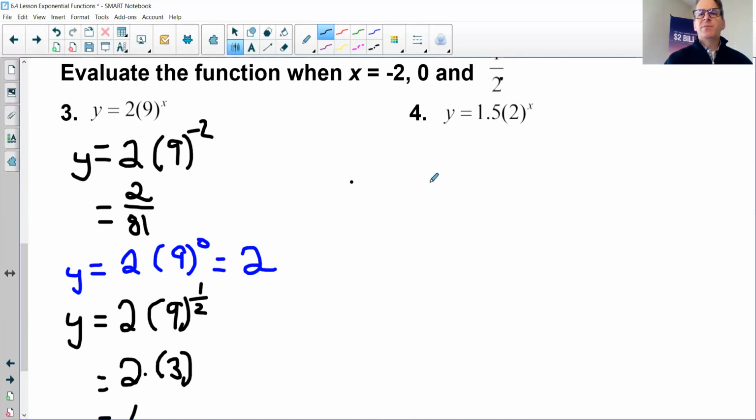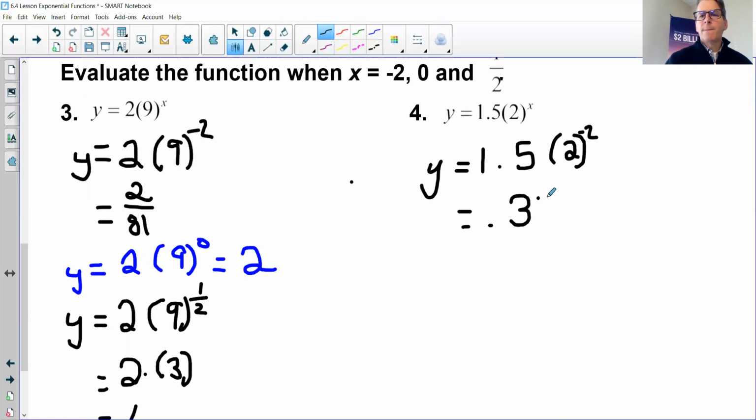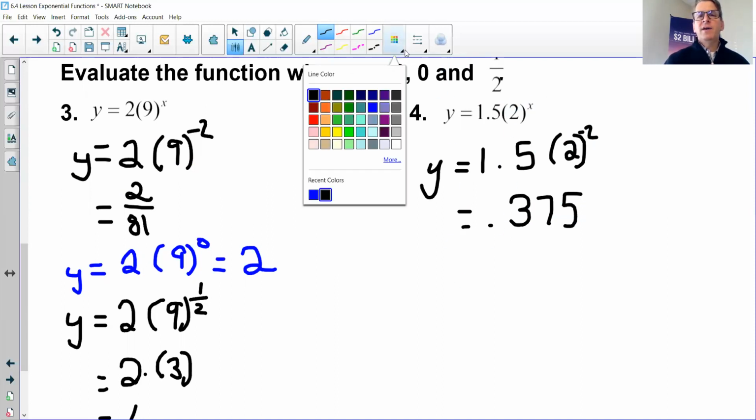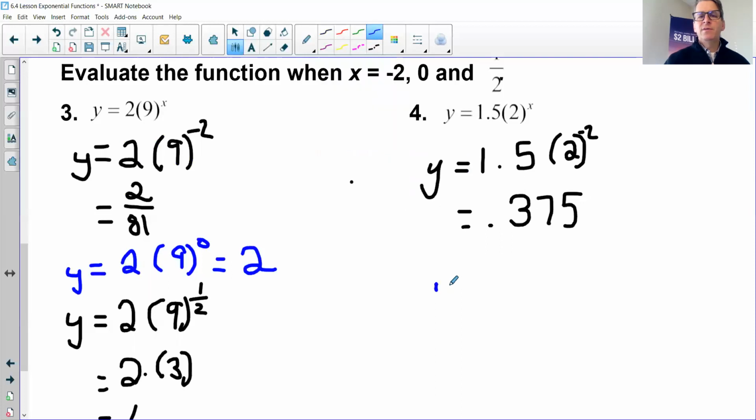We have a few decimals on number 4, so let's try that one using a calculator here. 1.5 times 2 to the -2 power. It's the same as 1.5 times 1/4, which is 0.375. If your x is 0, again, you're going to have 2 to the 0, or 2 to the 0 is 1. So when you have that case, again, you have y is equal to 1.5 when x is 0.